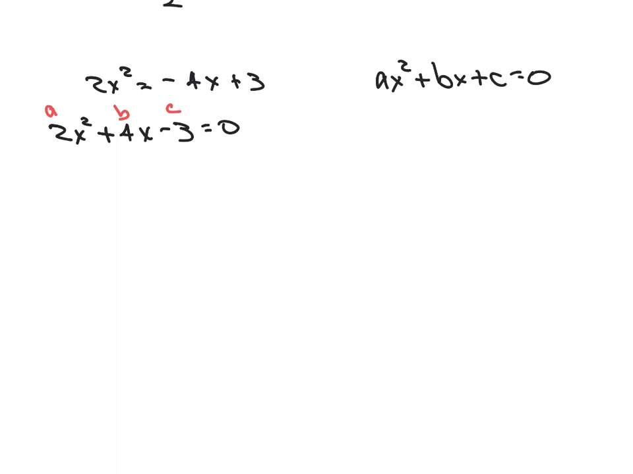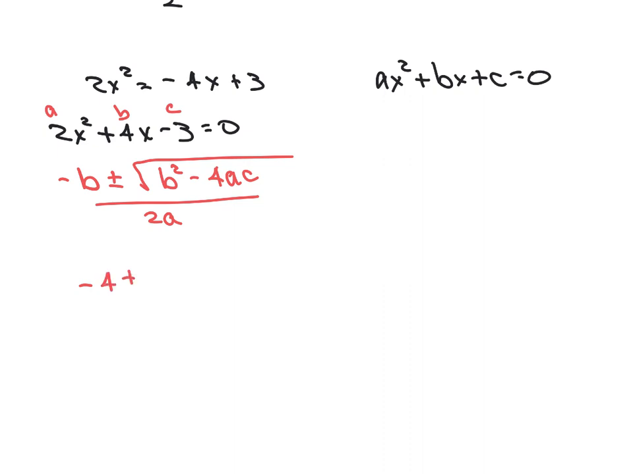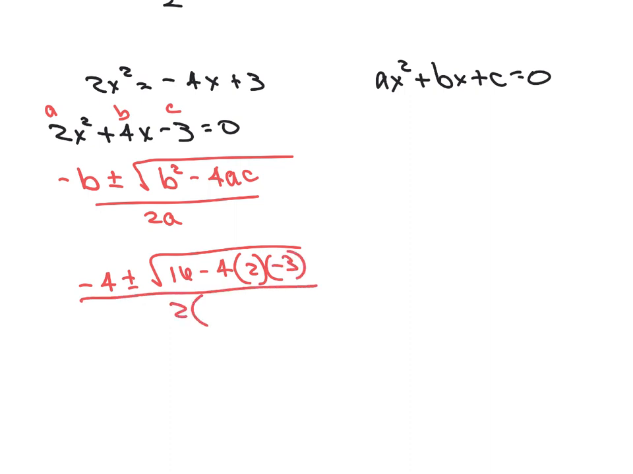And I would practice writing the quadratic formula over and over and over just because it gives you an opportunity to memorize it. Okay, so now let's put our numbers in. Negative 4 plus or minus the square root of b squared, 16, minus 4 times our a times our c, all over 2 times our a is 2.